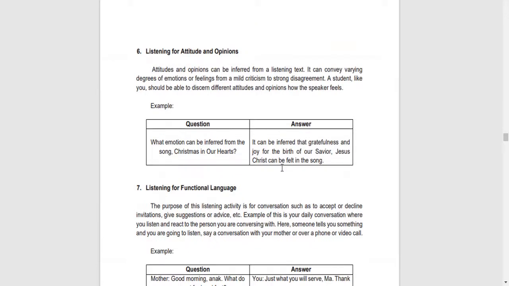Number 6, listening for attitude and opinions. So it is all about your perceptions or your emotions. You listen for you to know the emotion of the speaker, and for you to get the opinion of the speaker.